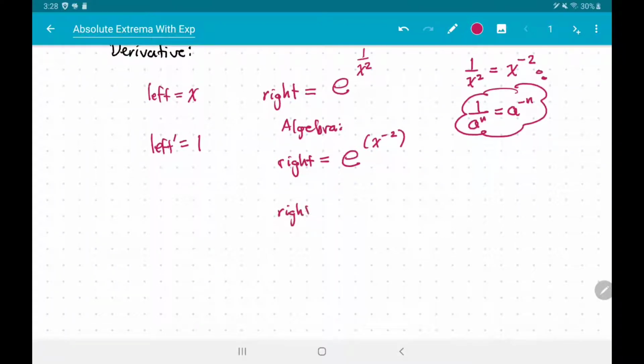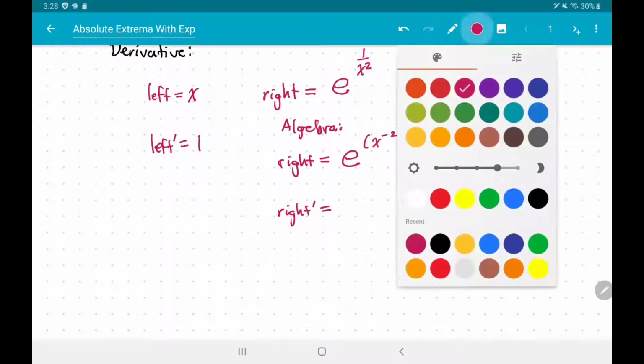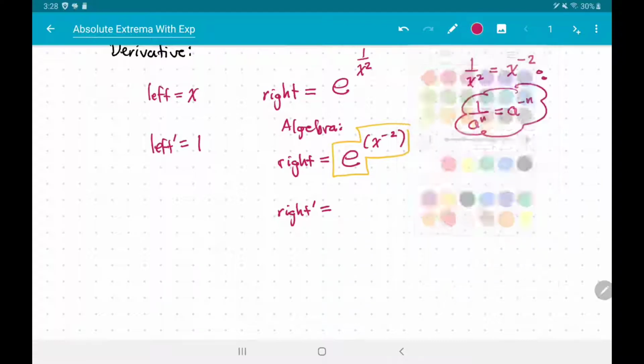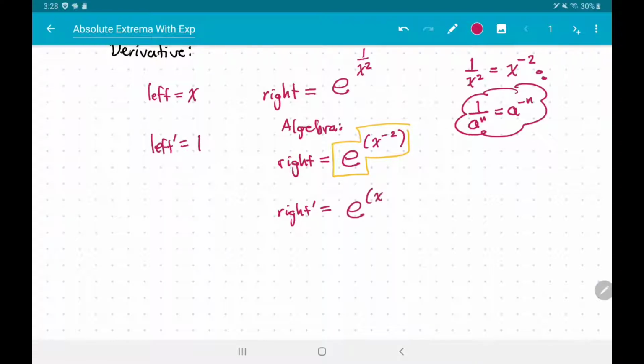Now we're ready to take the derivative of the right. The outermost operation is the natural exponential, so we will start with the exponential rule. And remember that the derivative of e to stuff is e to stuff. So e to the x to the minus 2. So that's the exponential rule. But then we have to include the chain rule factor, the derivative with respect to x of x to the minus 2.